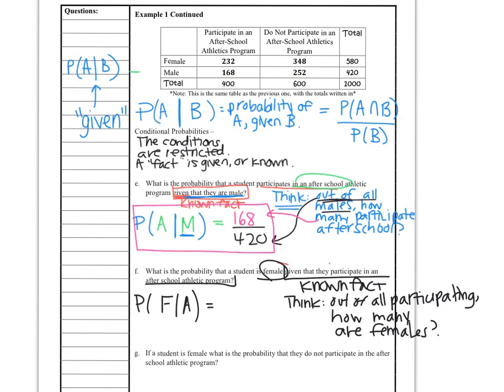Okay. So now I'm focusing on all of the students that participate. Let me get a different color. All the students that participate right here, this row. And then I only want to care about the females. So females out of everyone that participates. All right, nice and simple. 232 out of 400.